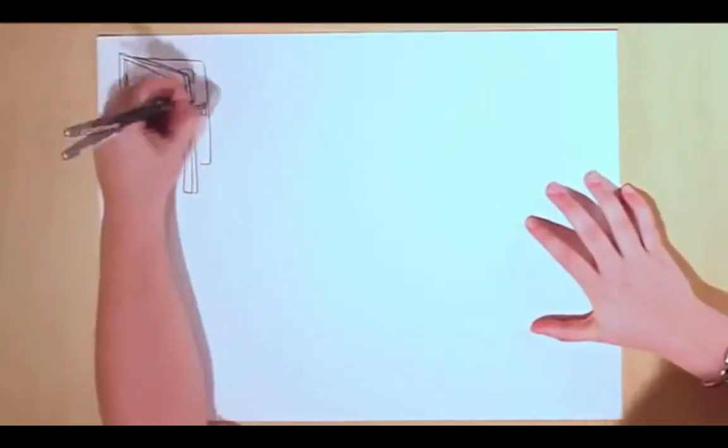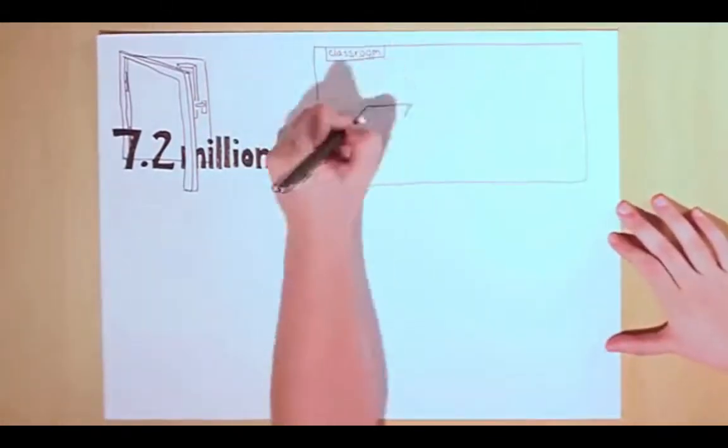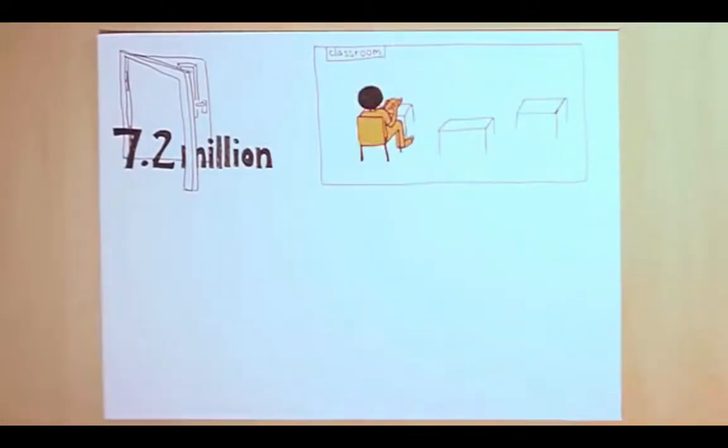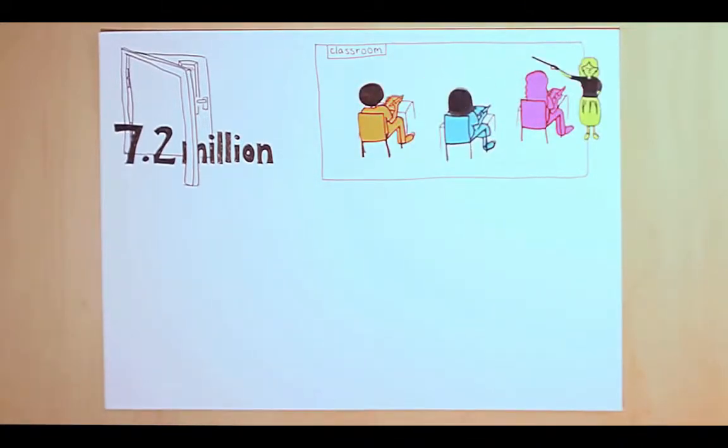Every day, 7.2 million students walk into classrooms throughout the United States. These classrooms generally look the same. 30 students sit in rows of desks, taking notes in their notebooks, while the teacher stands at a whiteboard teaching a lesson. Regardless of ability level, each student receives the exact same information at the exact same pace.